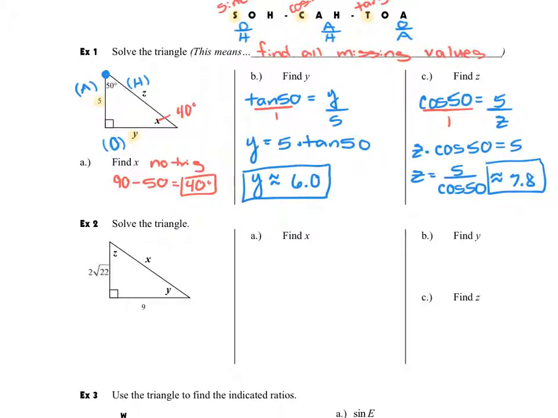Okay, moving on to our next triangle. On this triangle, we're going to go the other direction. We're going to find angle measures. So instead of finding sides, we're going to use our trigonometry to find angles.